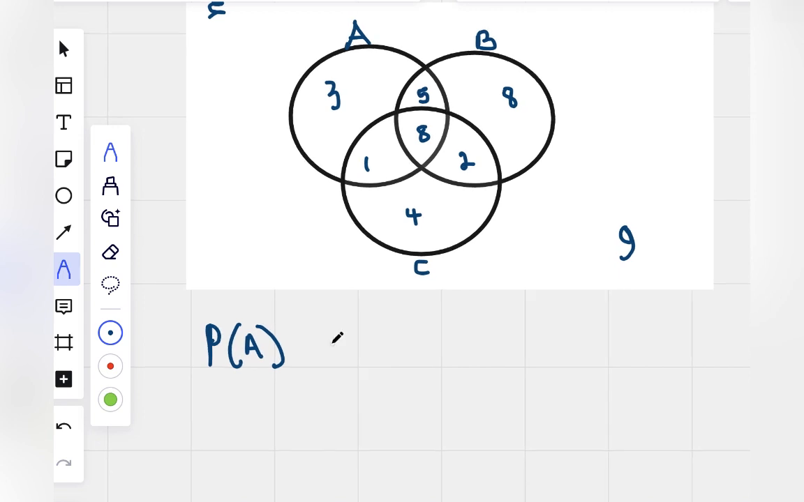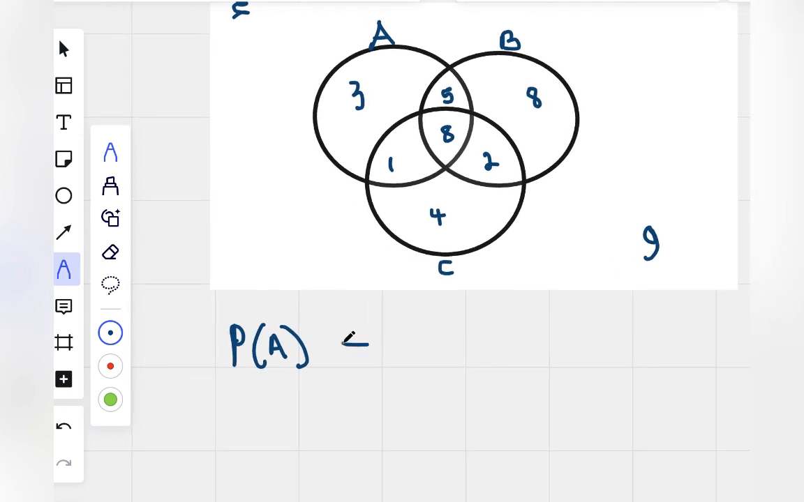So P of A, probability of A, is equal to the number of elements in A over the total number of elements. We can just say over the total, or over the universal set. Okay, let's put over the universal set, I think that's better. Total means universal set.